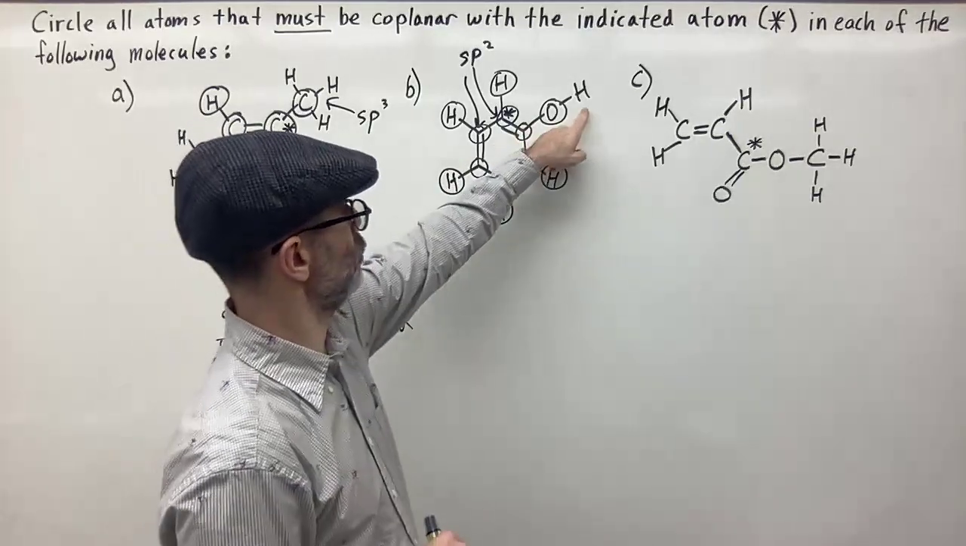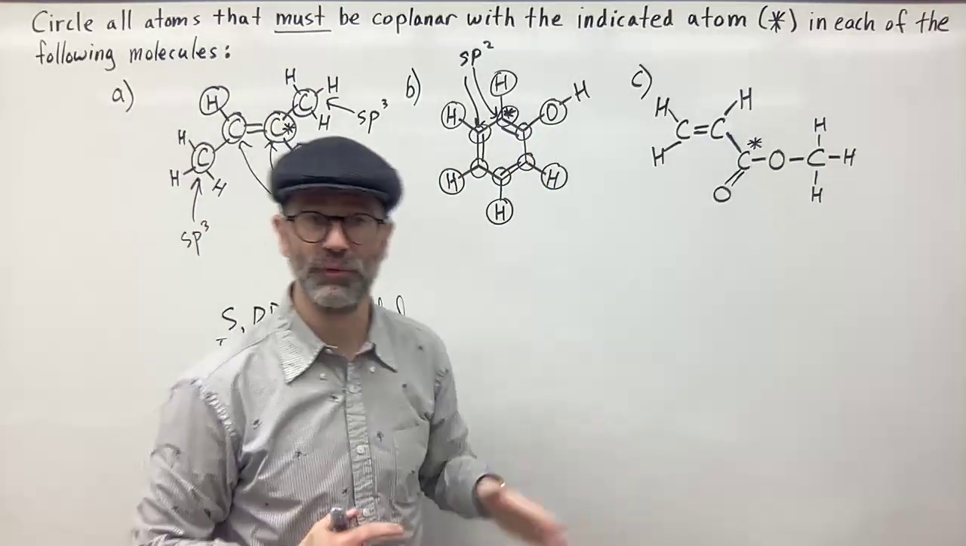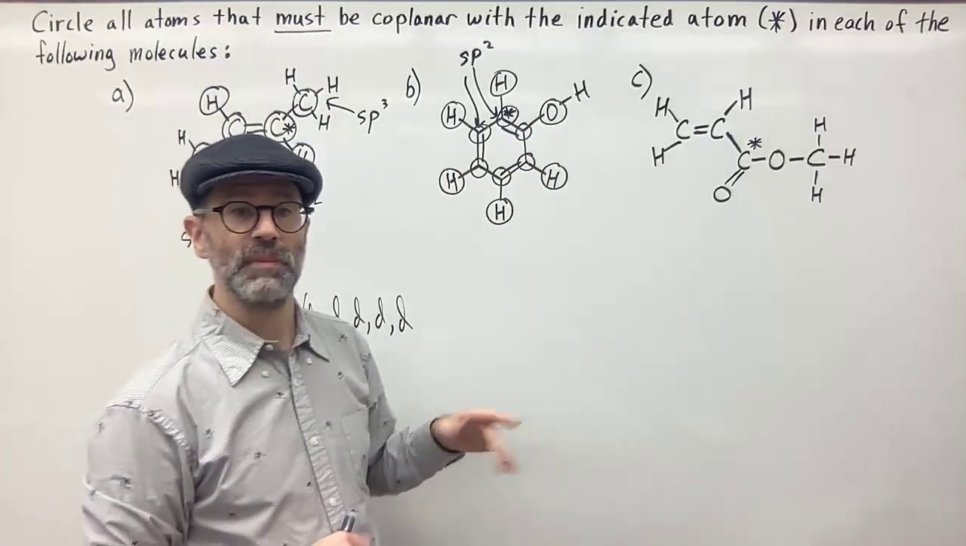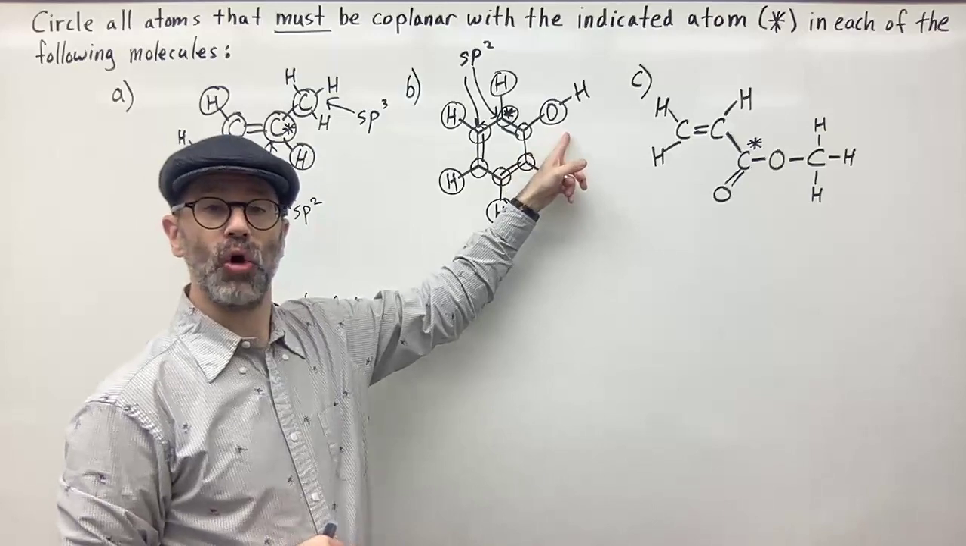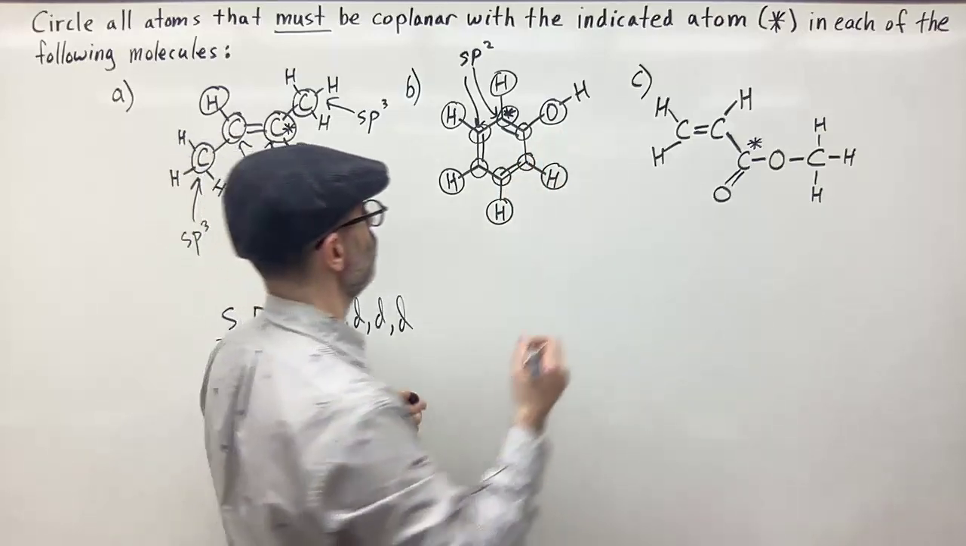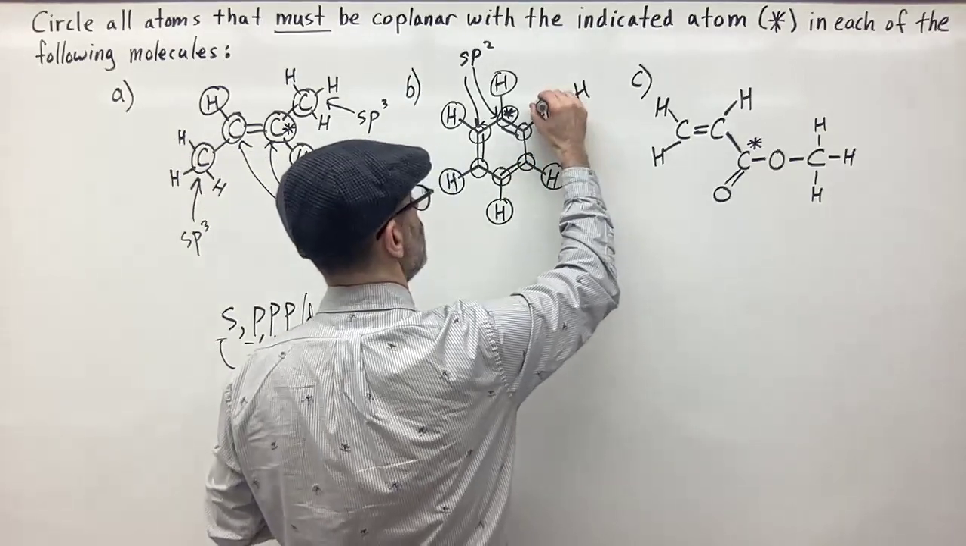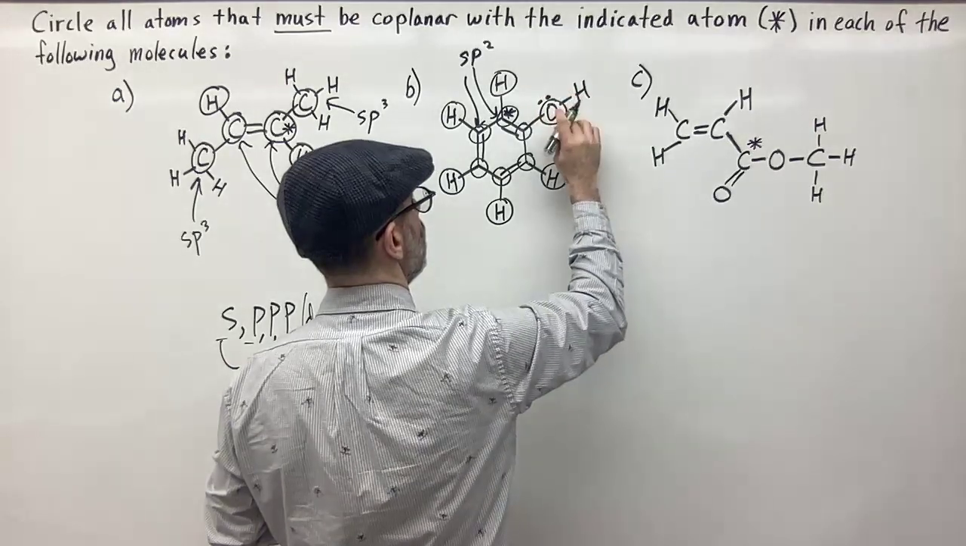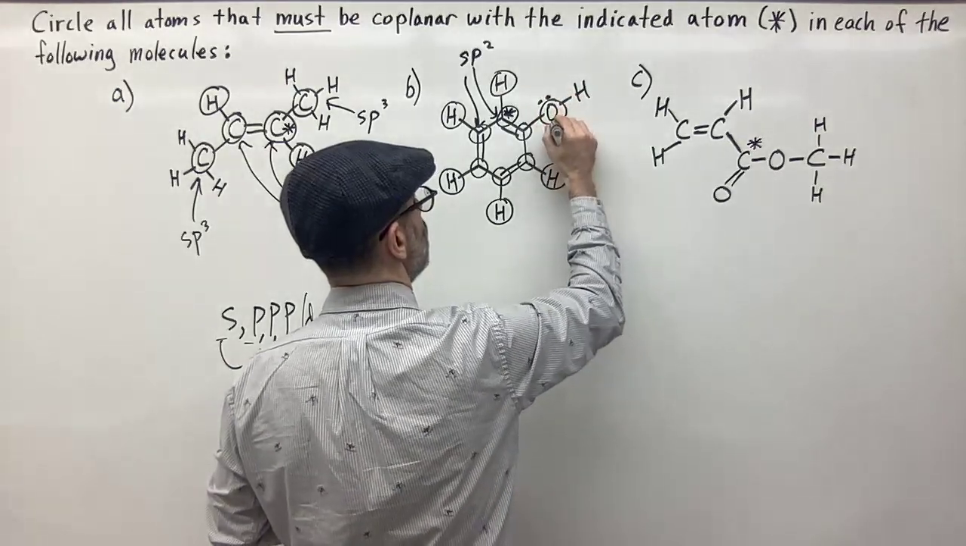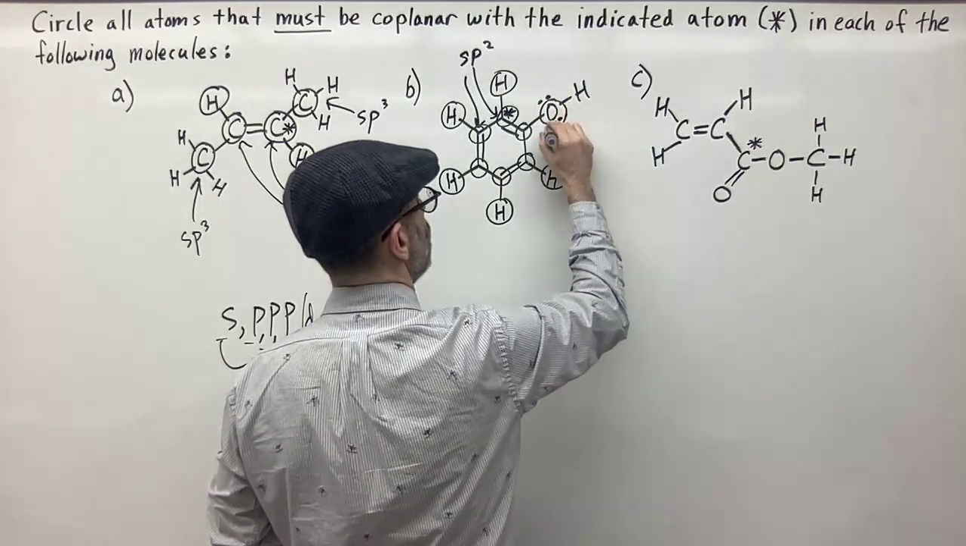Now, what about the hydrogen? Don't let this picture fool you, because remember, there are lone pairs on the oxygen. Let's put those in and make this complete. So there's a lone pair there and a lone pair here.